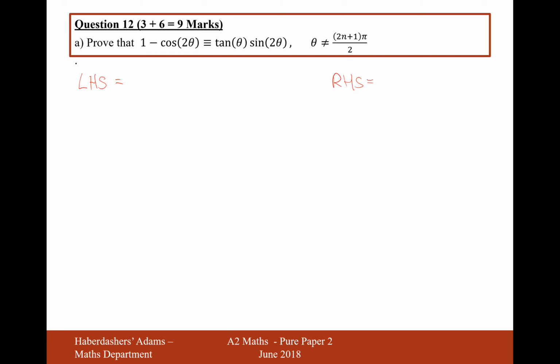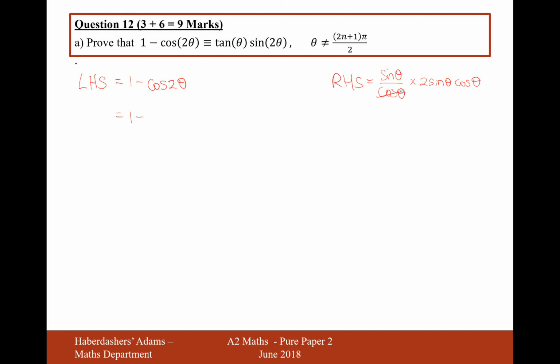Working with the left hand side, 1 minus cos 2 theta, well cos 2 theta could be multiple different things. So in fact I'll work with the right hand side first, so I know what I should be turning cos 2 theta into. So tan theta sine 2 theta, well let's write tan theta as sine over cos and sine 2 theta as 2 sine theta cos theta. So sine theta over cos theta, that's what tan is, and then we times that by 2 sine theta cos theta. That's what sine 2 theta is. Those are the two trig identities I've used there.